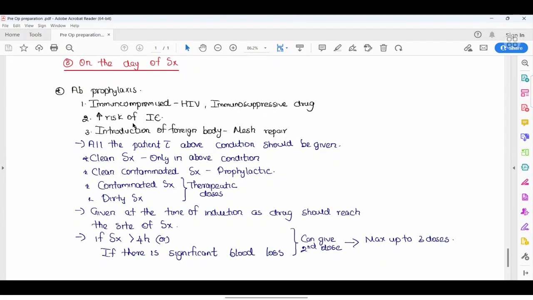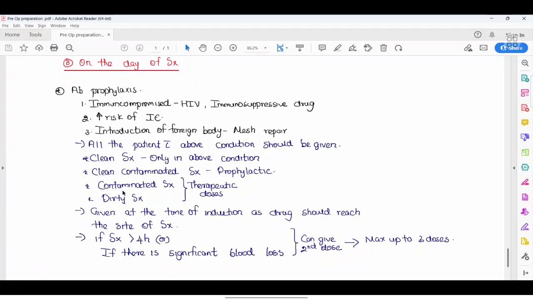Then the other category, clean contaminated surgery. For this kind of surgery, we are starting the prophylactic dose of antibiotic, not a therapeutic dose. You will be studying each and every category and the examples of surgery again later, so no need to spend a lot of time on that.